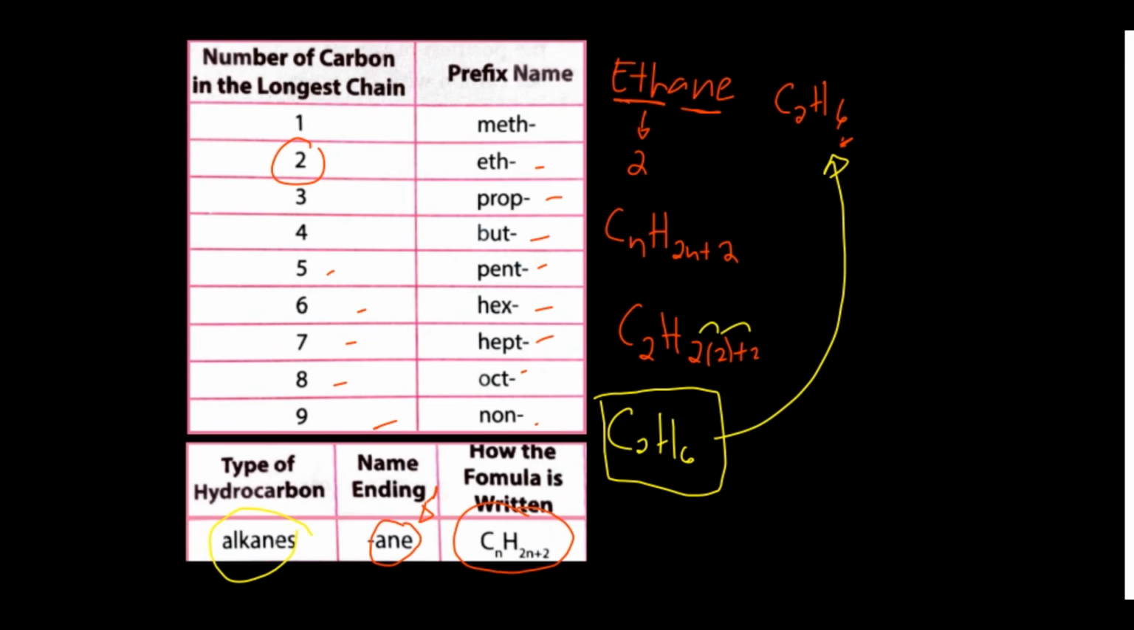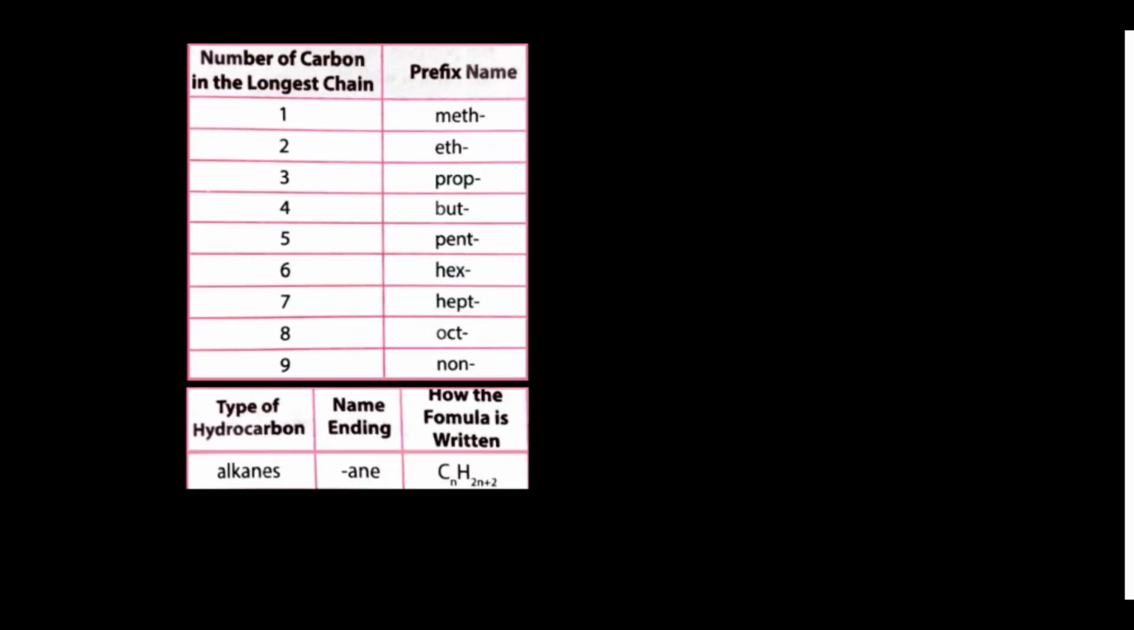Okay, let's have another one. Now, let us have propane. By just looking at the word prop, it will tell us that it has 3 carbon atoms, right? 3 carbon atoms. Now, the A, N, E tells us that it is a hydrocarbon alkane. It belongs to alkane. So 3C, if you're going to write the formula, it should be C3.